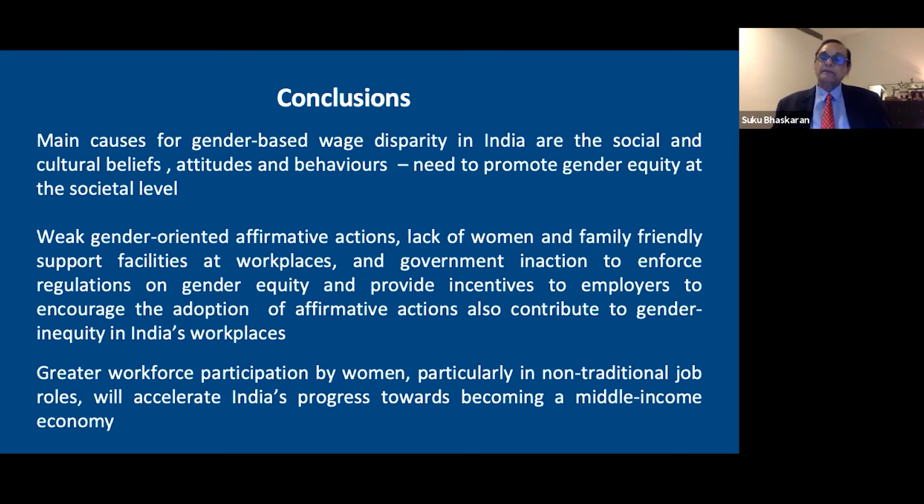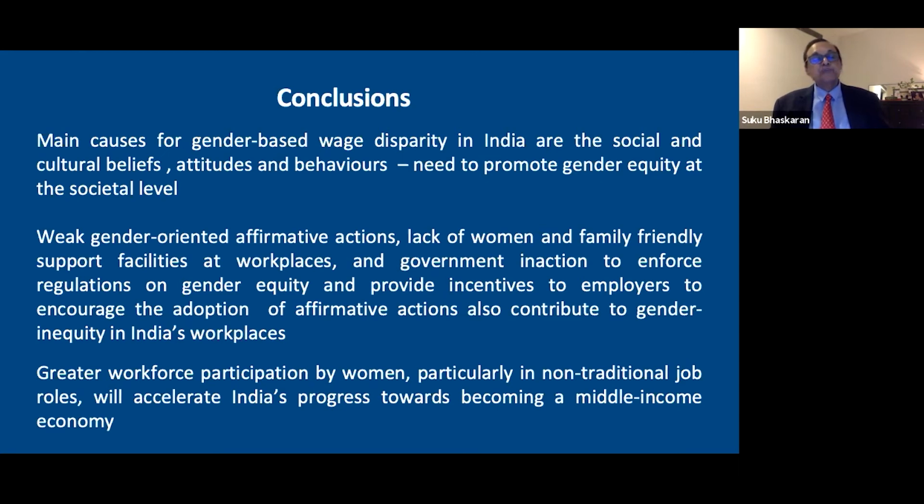Greater workforce participation by women, particularly in non-traditional job roles, will accelerate India's progress towards becoming a middle-income economy. Otherwise, we're stuck. I read in the 1970s, that's how old I am, that the famous Time magazine in the United States had a cover page with a tortoise and a hare. They said that the tortoise is India and the hare, the rabbit, is China. It will run very quickly now, but ultimately the tortoise will win the race. But 30 years later, I still don't see the tortoise win the race, whereas the hare has gone very much further.